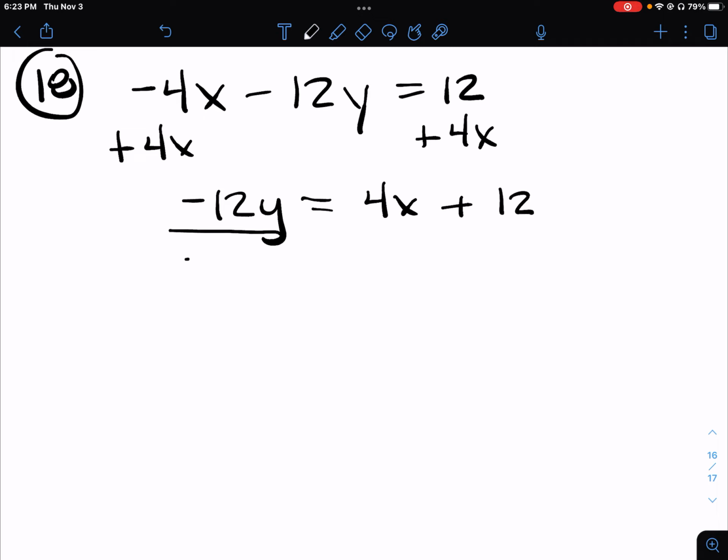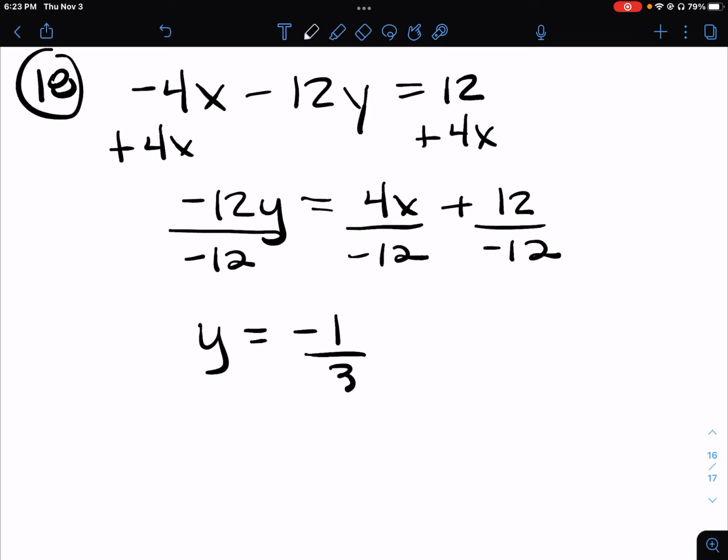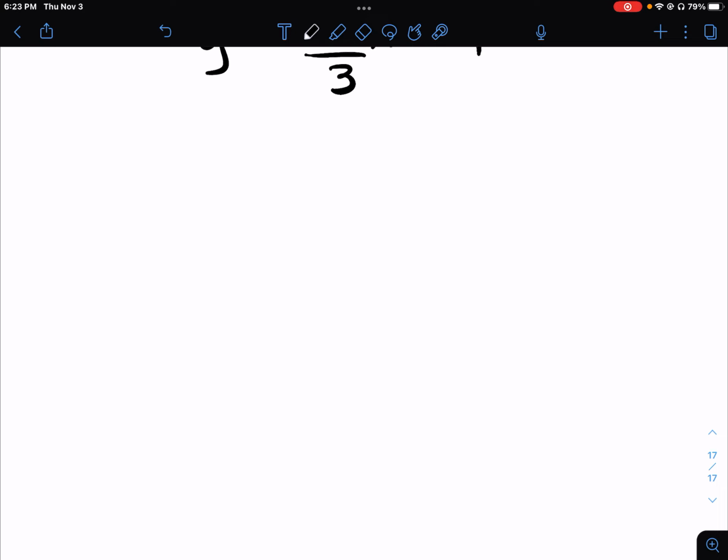Okay, now we need to divide by negative 12. A positive divided by a negative is negative. 4 goes in 4 once, 4 goes in 12 three times, and 12 divided by negative 12 is negative 1. So we get negative 1/3 x minus 1.